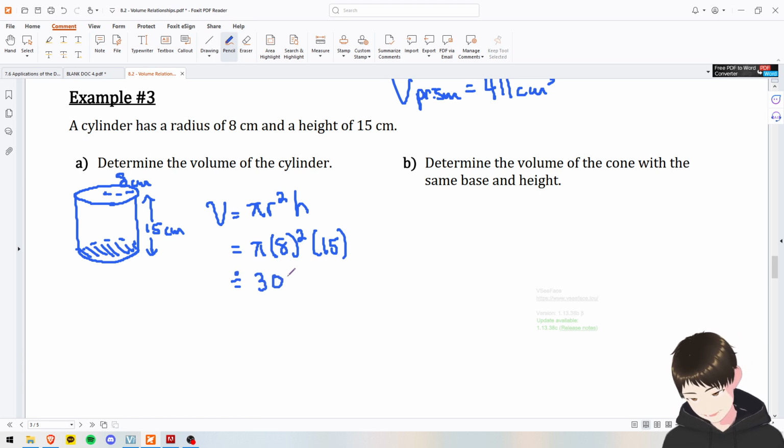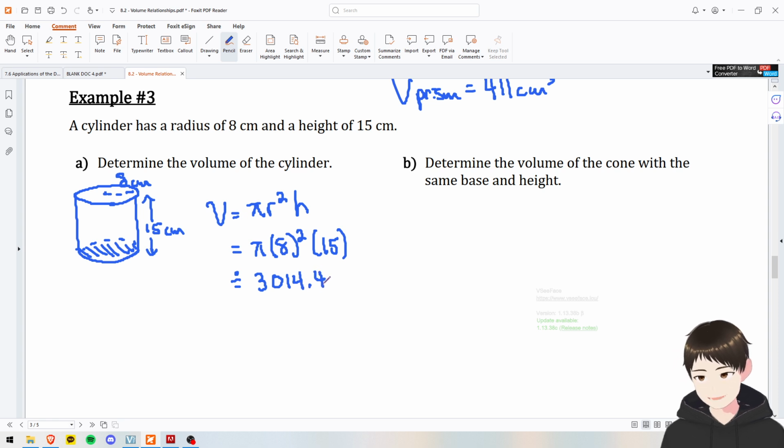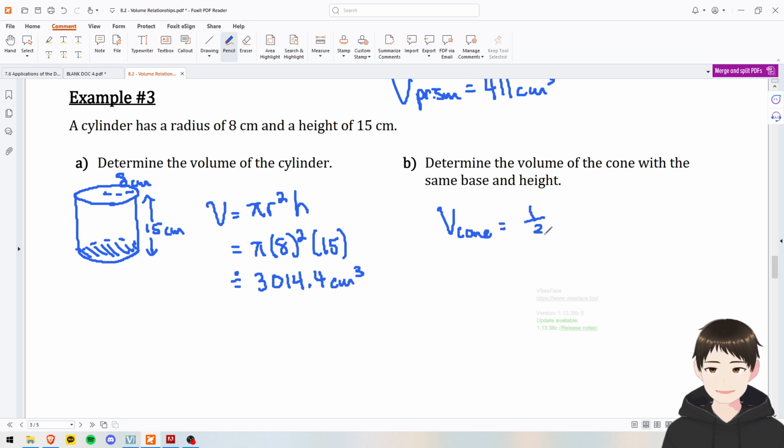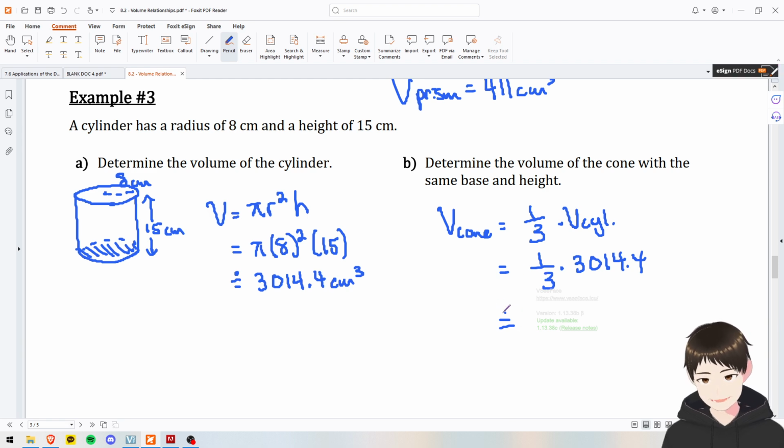Approximately 3,014.4 centimeters cubed. Determine the volume of a cone. Remember, the volume of the cone is going to be 1/3 the volume of my cylinder that has the same base and height properties. So 1/3 times 3014.4 is going to be, once again, approximately 1004.8 centimeters cubed.